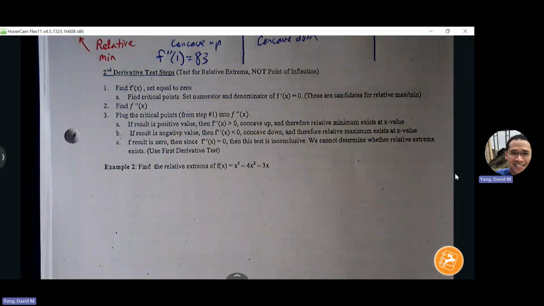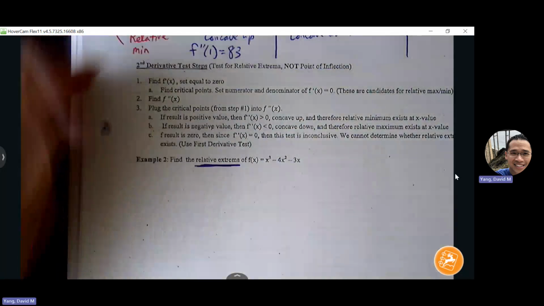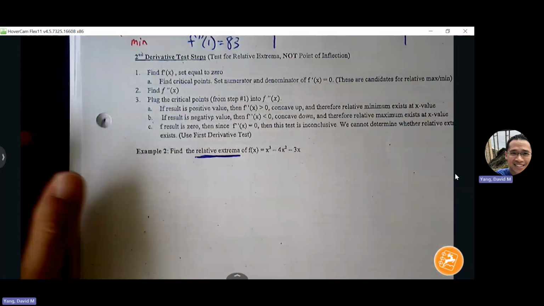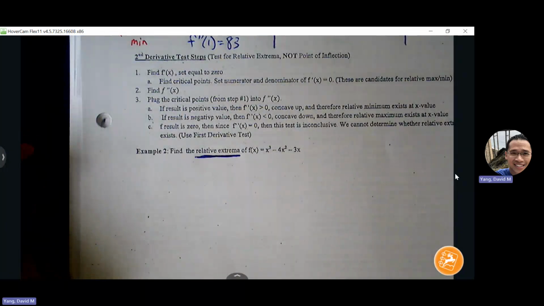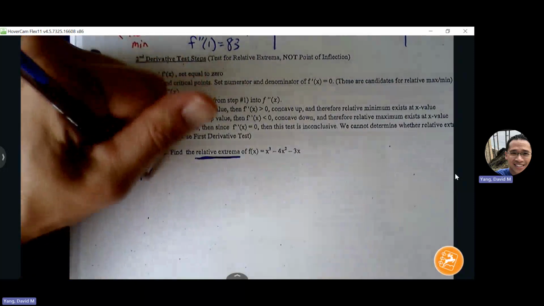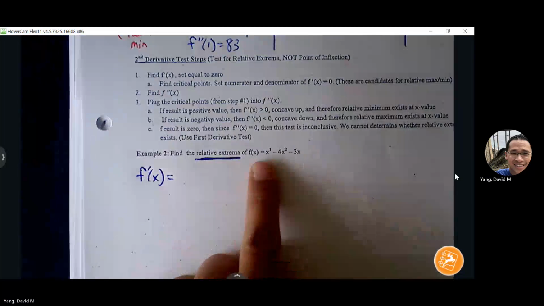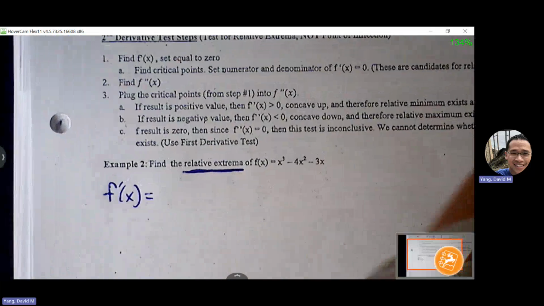We're still going to find f prime. We're still going to set f prime equal to 0. We're still going to find critical points, but then from there, we're going to go down a different path rather than putting it onto our sign line. So we want to find relative max, relative min. Let's find the candidates for relative max, relative min. They're going to come from f prime. So let's find f prime.